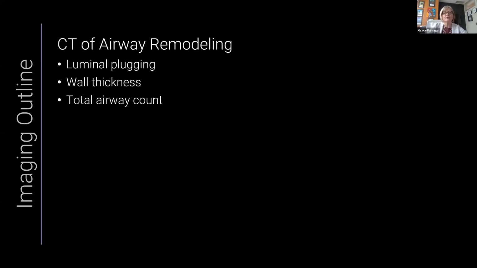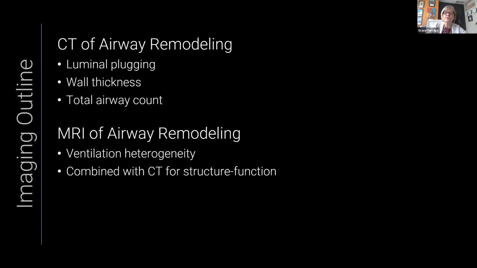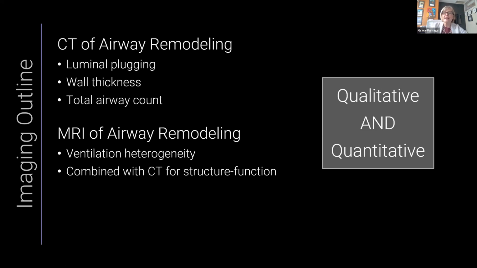Today's talk is really going to start from a space that we're all comfortable in, and that's CT of airway remodeling. And I'm going to review some of those biomarkers or treatable traits. Then I'm going to move into a less comfortable zone, MRI of airway remodeling, and review some of the recent findings in that space. I'm going to talk about these measurements from a radiological qualitative point of view and a quantitative point of view using software that many of us have access to. And then I'm going to end with some imaging cases that you might have seen in your clinic or in the hospital, and how we've used MRI and CT to better understand how to manage patient care.